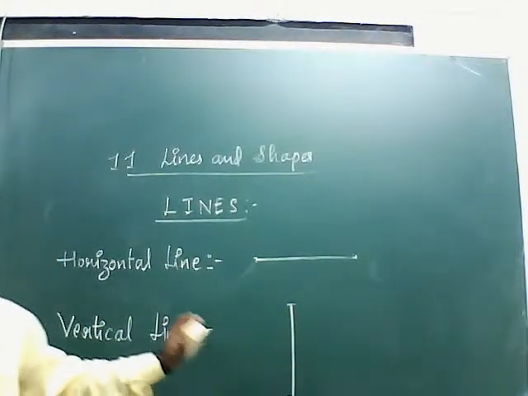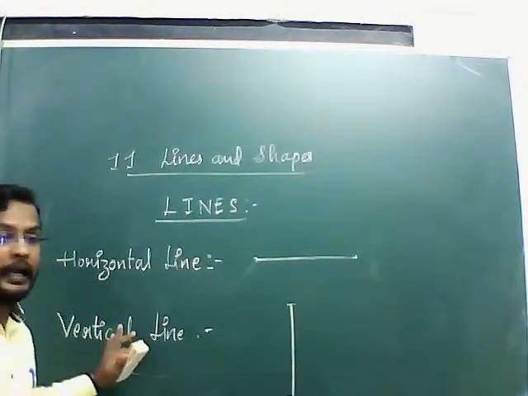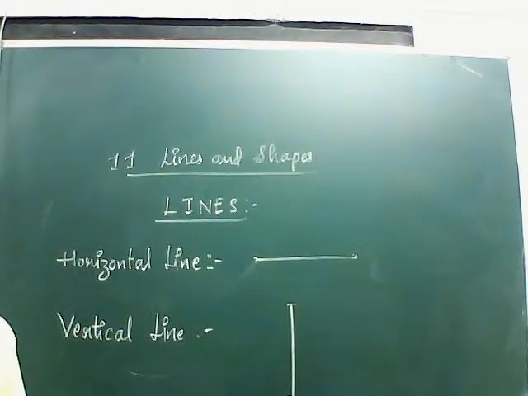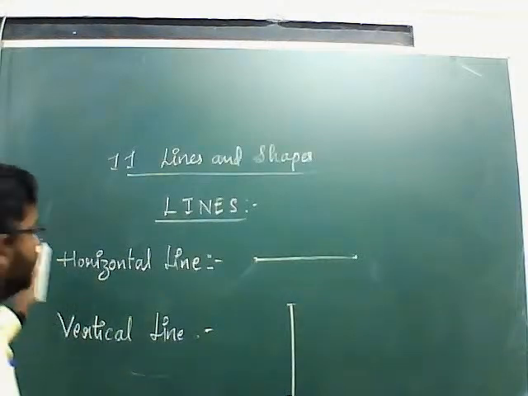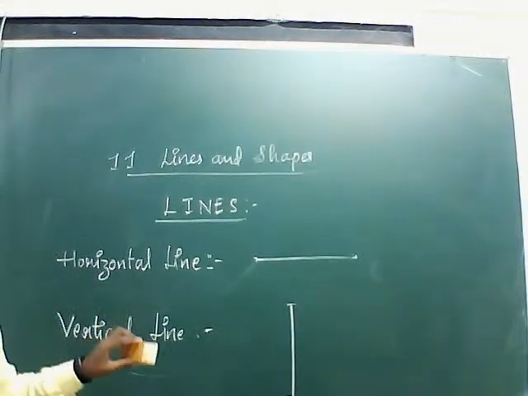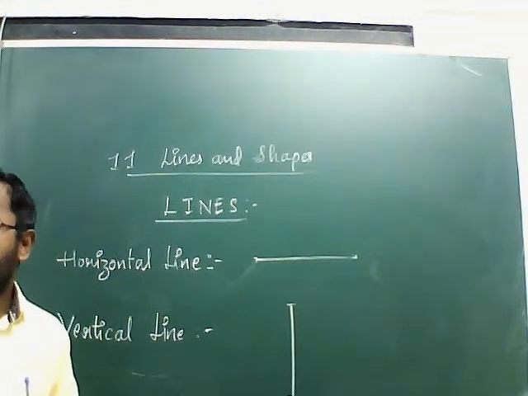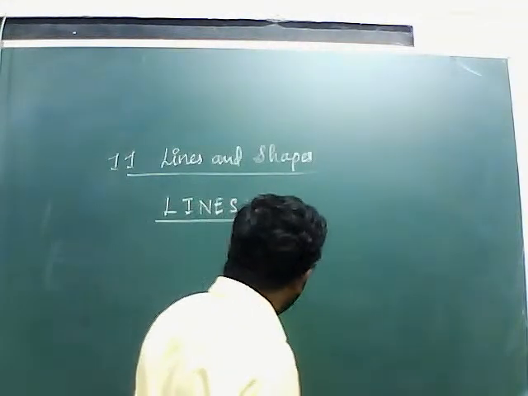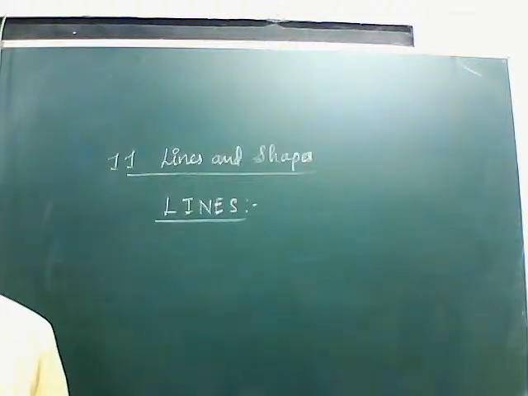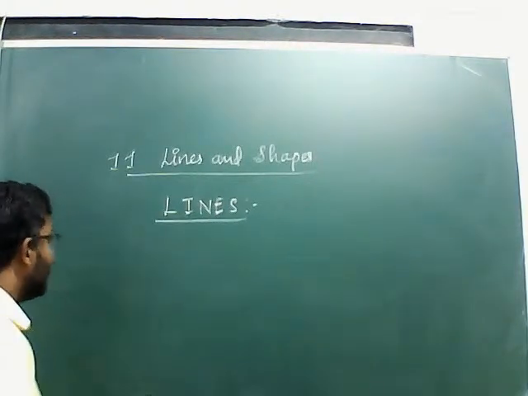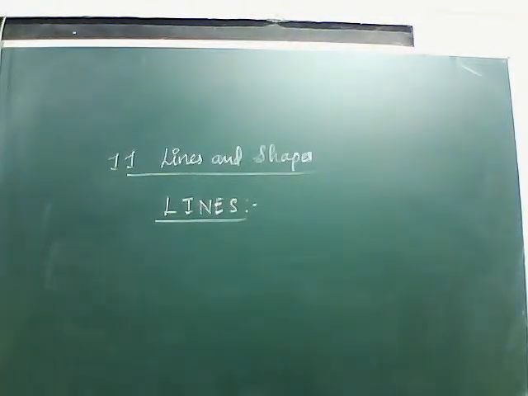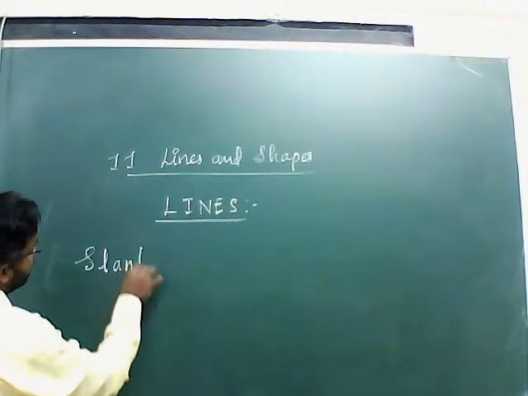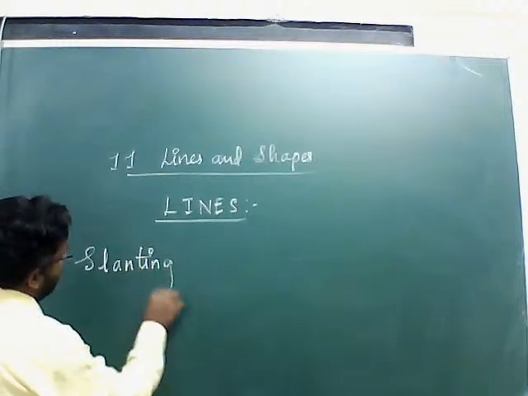Fine. So after this vertical line and horizontal line, we are having another two more sets of lines. So what are those? Shall I write this? These notes I will be giving later on. You can copy from there. So horizontal line is one type of line, and vertical line is another type of line. So the third type is slanting line.